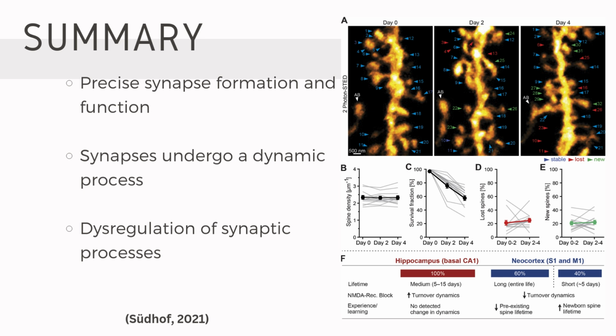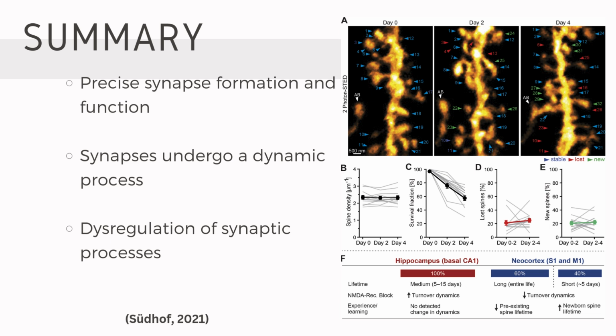The insights from Sudhof enhance our understanding of neural communication and provide crucial context for exploring how synaptic dysfunction contributes to neurological diseases. This image here shows neurons over a 4-day period. We can see the initial layout of the network, and over the 4 days there are several lost connections. Those are shown in red here. There are also several new connections that were made as well, and those are displayed in green.